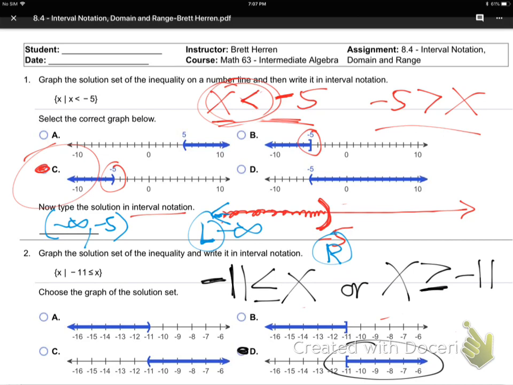You never put a bracket by an infinity because you can never be right on infinity. Remember, the bracket means you're straight on it. You're just around it. You might go to the doctor's office and say, I waited forever. But you didn't really wait forever. You just got close to forever. It's a parenthesis. All right, how about this one?